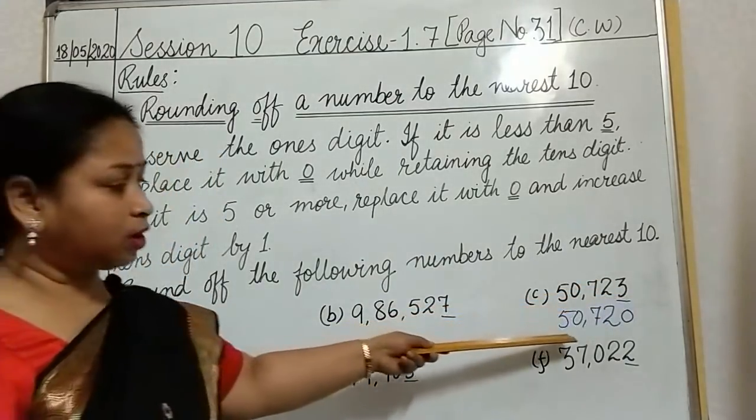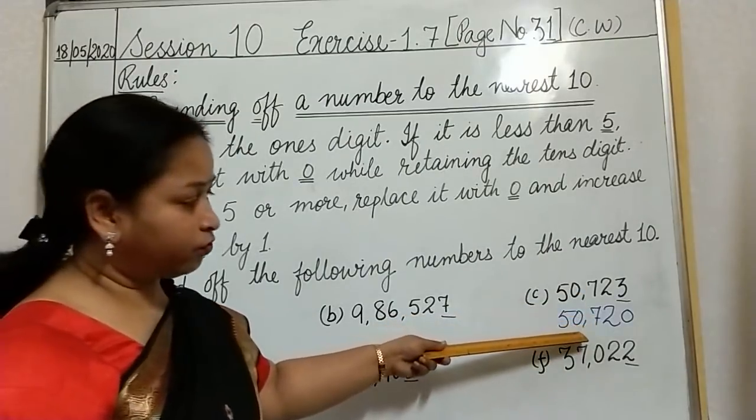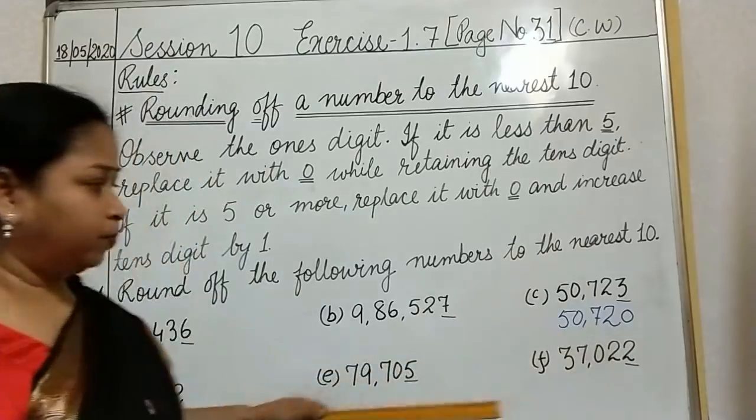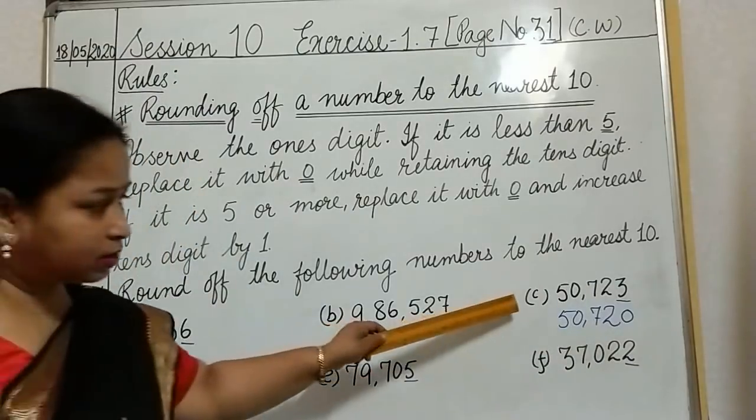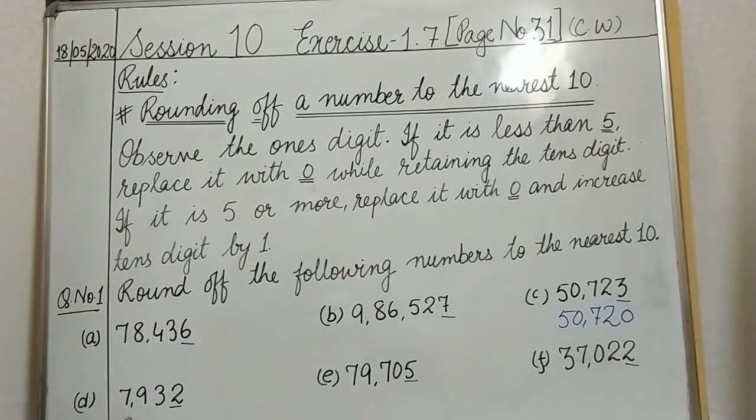50,723 is rounded to the nearest 10, and that is 50,720. Okay, let us see, are there more questions of this type? Yes, you have question number D also. Here also it is given 2, and 2 is less than 5.